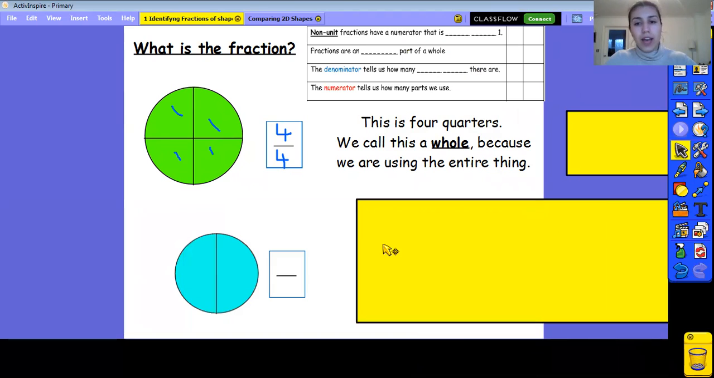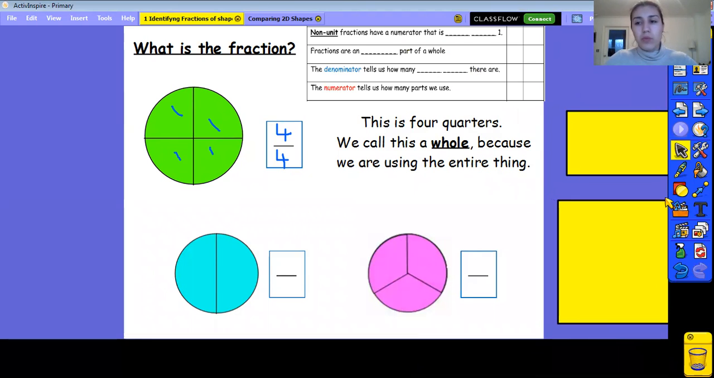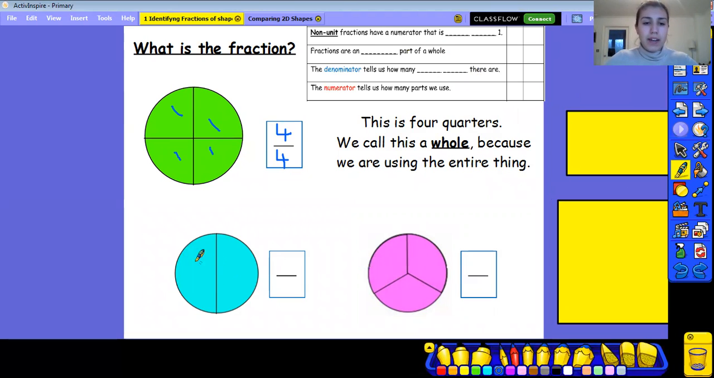So let's have a look at these ones. What would we say these ones are? Can you work them out? Pause the video to give yourself a little bit more time. Excellent. So my denominator here is 2 because I've got 2 equal parts in my whole. How many of these parts are shaded? 2 of them are shaded. So I've got 2 halves.